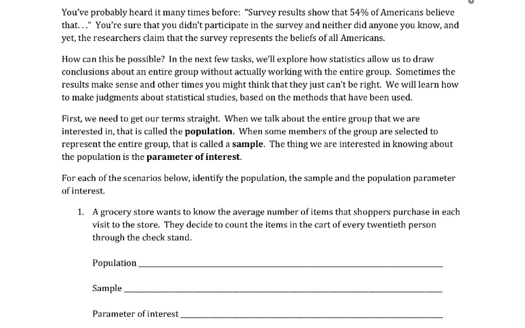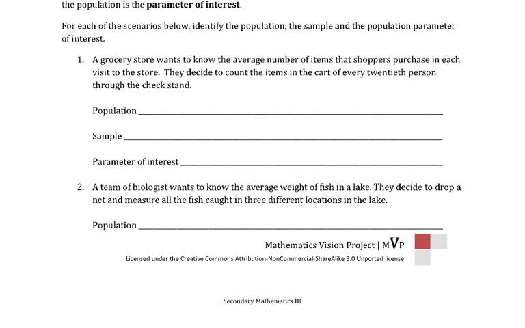We have three terms. When we talk about the entire group, so all the Americans, that's the population. When we just talk about selecting some of those that we hope represent the entire group, that is what we call a sample. And what we want to know is the parameter of interest. Let's take a look at these first two. You may want to pause it and try to figure out what the population, the sample, and the parameter of interest are. Take a second, read through that, and try to figure those out, then we'll talk about them. If you could pause the video right here, that would be great.